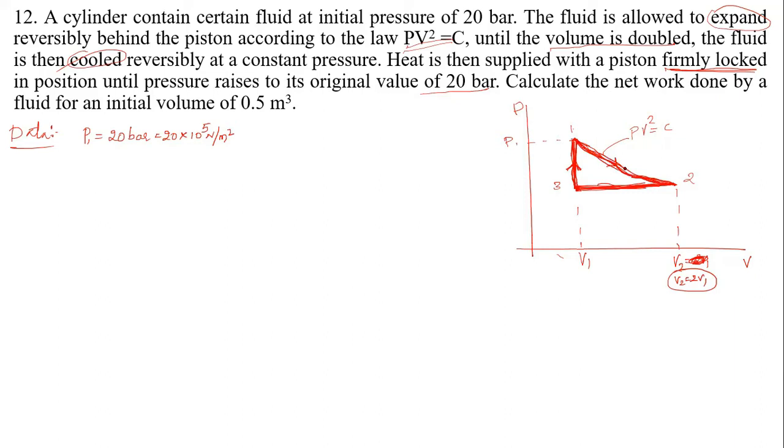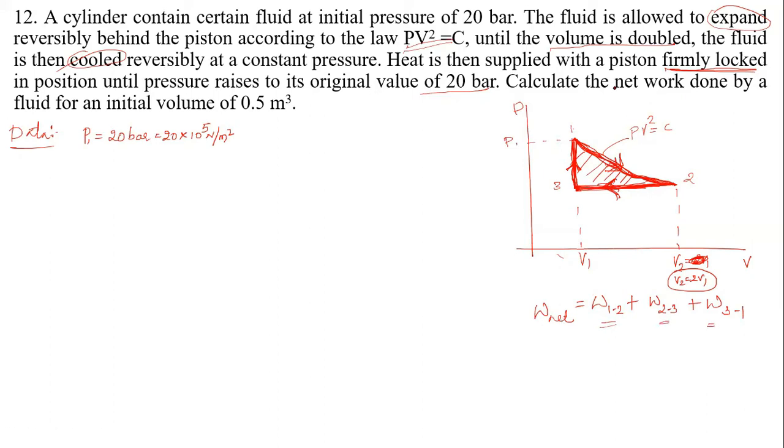Let me read out the problem once again. This is the cyclic process where we have to calculate the net work done. This particular area is the net work done we have to calculate, and the net work done is calculated by summation of W1-2 plus W2-3 plus W3-1. We have 1 to 2 work, 2 to 3 work, and 3 to 1. We have to find the work for each process individually, then add them to get the net work done.